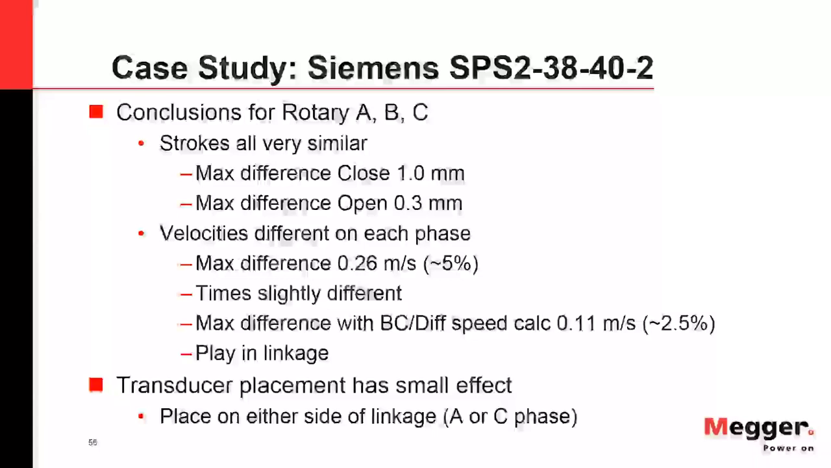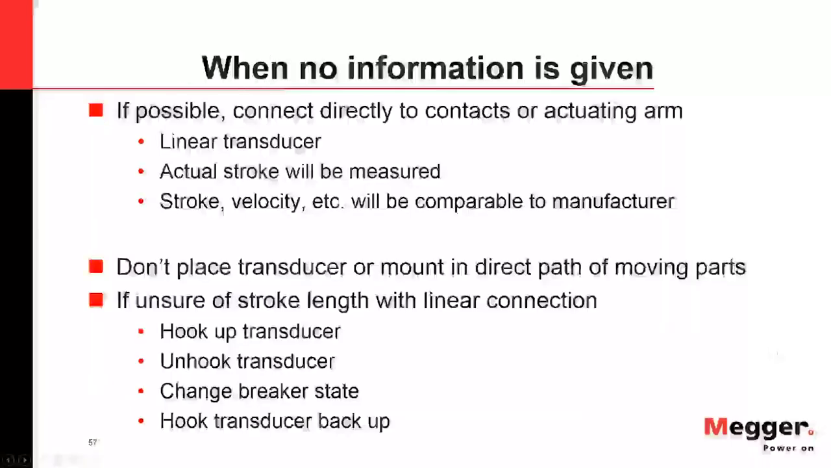So I think we're winding down on time here, but a couple of things I want to go through. I've shown you multiple different connections. I've shown you that you can use a rotary, you can use a linear, and as long as you're converting correctly, you're fine. But what should you do when no information is given? You always want to consult with the manufacturer, look in the manual, and get whatever information you can. But if you can't, you want to go through and make the best decision you can for that transducer.